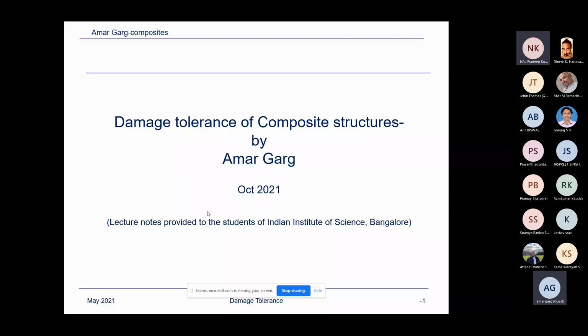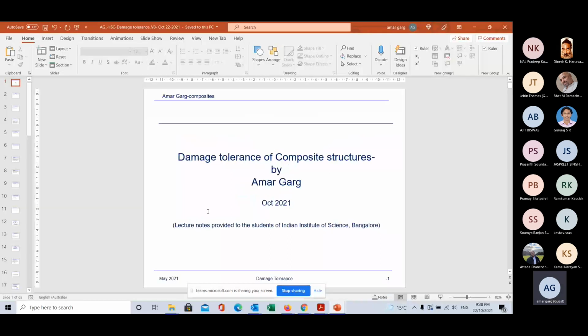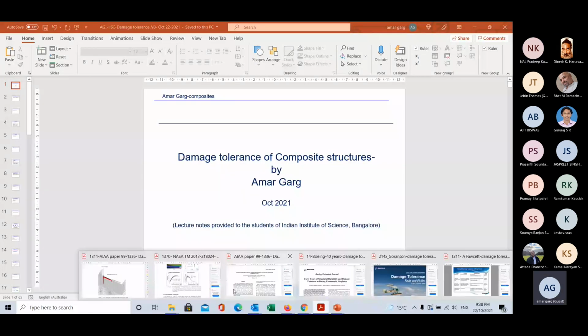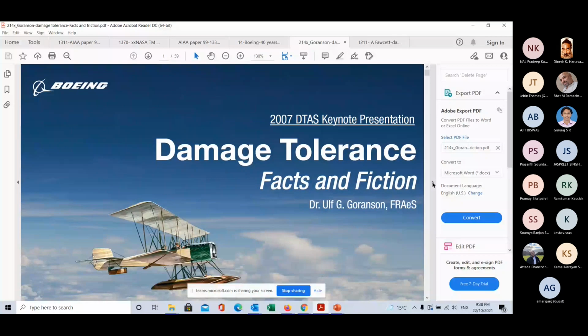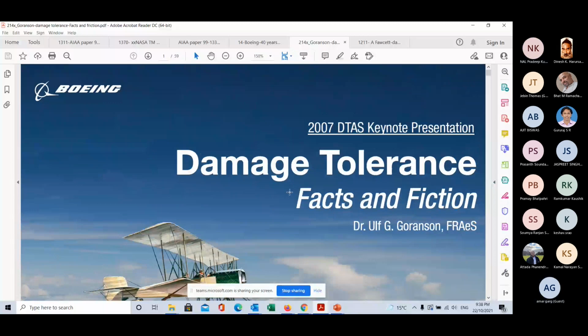Okay, now what I'll do, I'll just show the paper which I was referring to from Goranson, one of the papers, there are a couple of papers. Are you able to see the screen, this paper? Yes, sir. Okay. Damage tolerance.